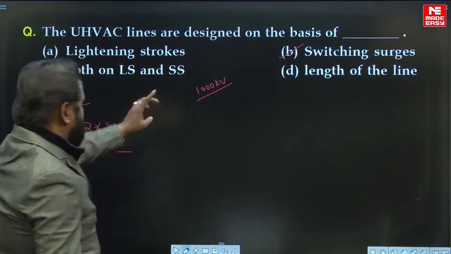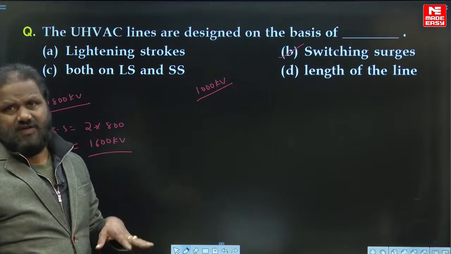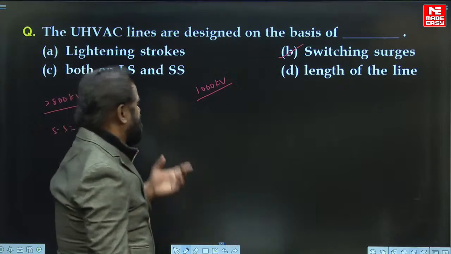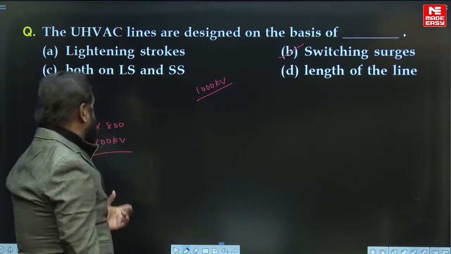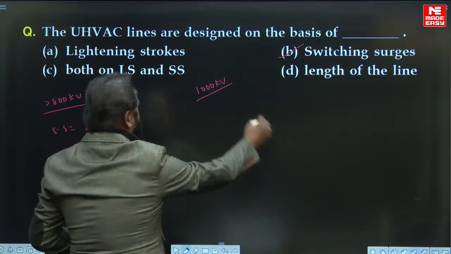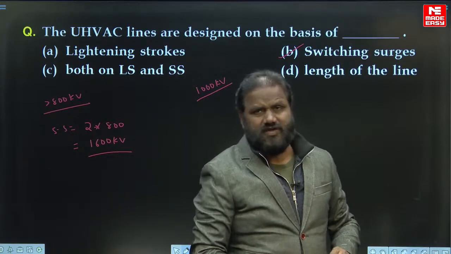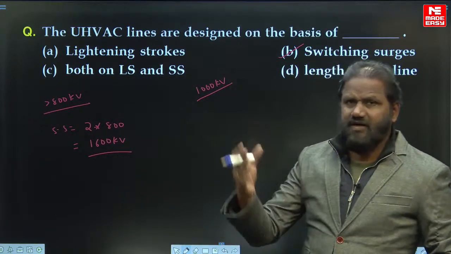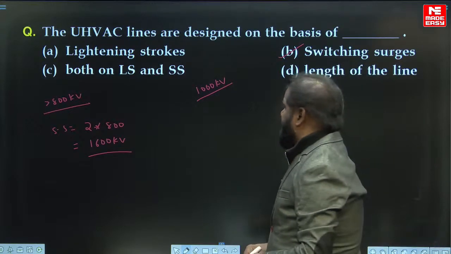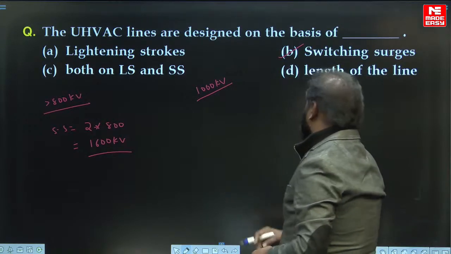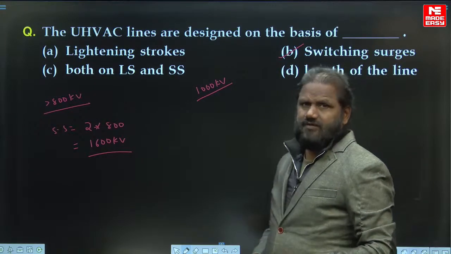But whereas the lightning stroke is limited up to 1000 kV, that is the reason it is more concerned with the switching surge. That means for an operating voltage of 400 or less than 500, the lightning stroke is more intensified, but beyond that, switching surges are more intensified. So the answer is the switching surge. Okay.